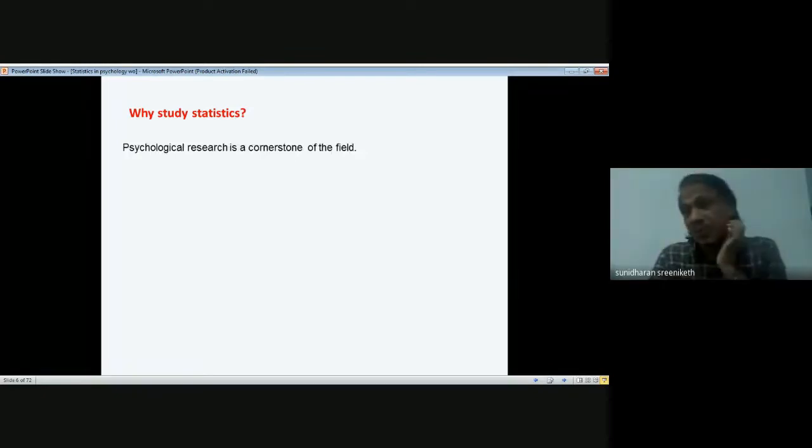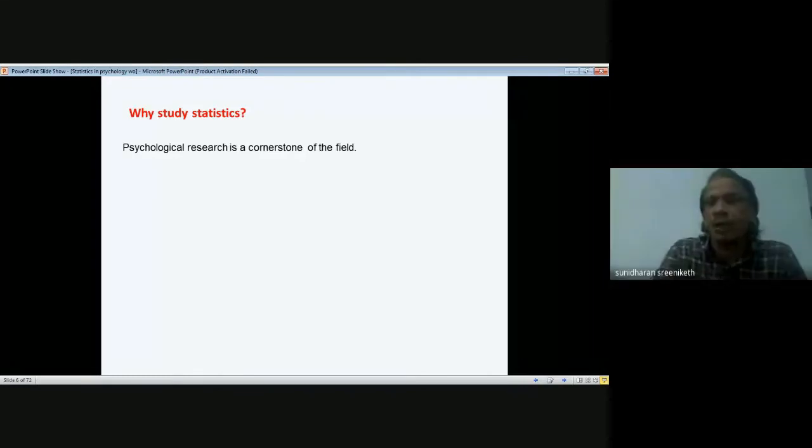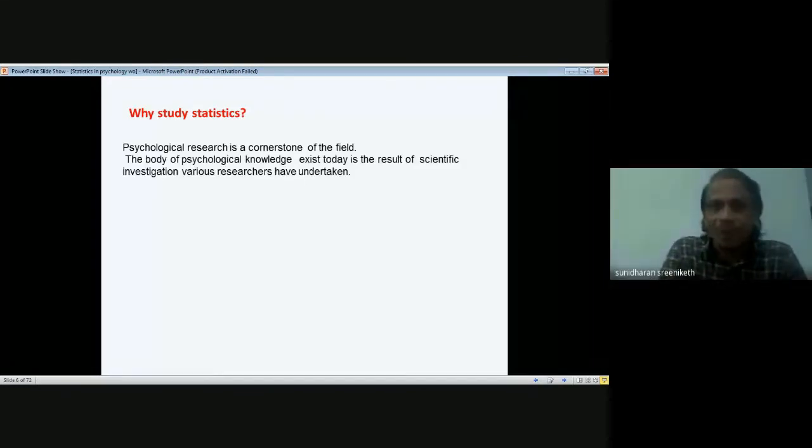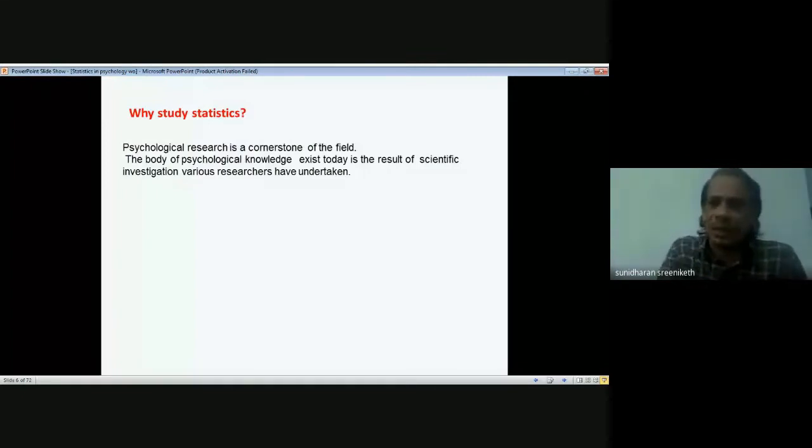And as we know, psychological research is the cornerstone of our psychology field, because all the knowledge that exists today is the result of the scientific investigation various researchers have undertaken or been undertaking. So whatever knowledge we have now about psychology or the human mind is the output of scientific investigation, the output of psychological research.